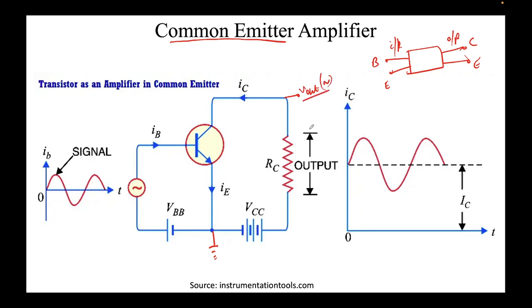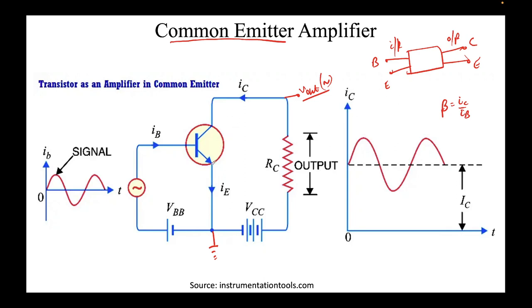Again, you have a collector biasing, and obviously we are measuring the small AC Vout signal here. You can see it's an amplifier because you apply a small input signal IB but get a large output IC, because beta equals IC upon IB, where beta is the current gain. So even though you apply a very small signal, let's say 1 milliamp, if beta is 100, you can get a 100 milliamp signal for the collector current.